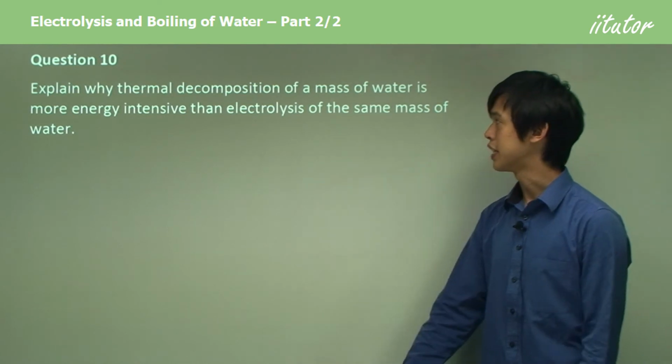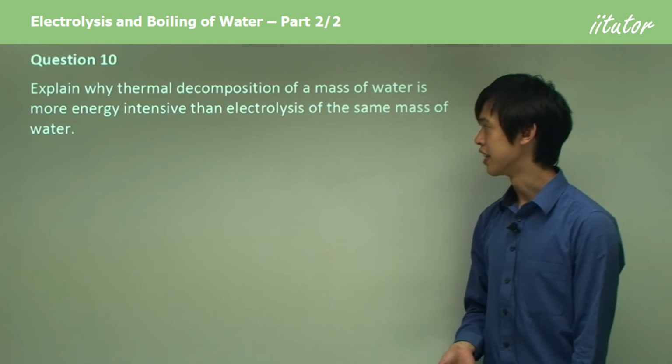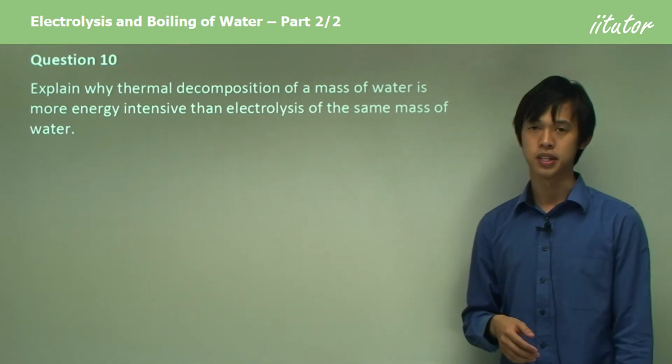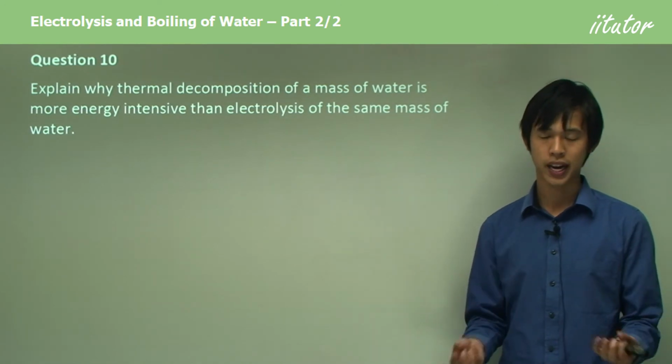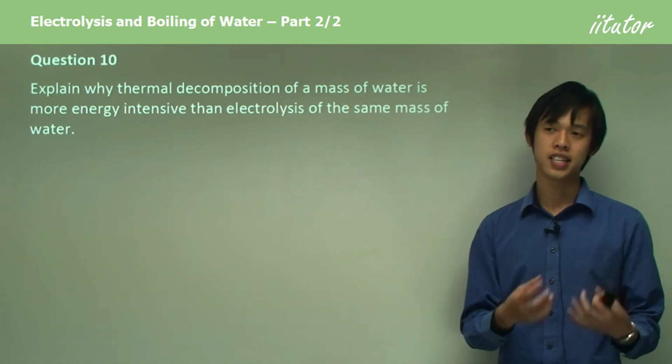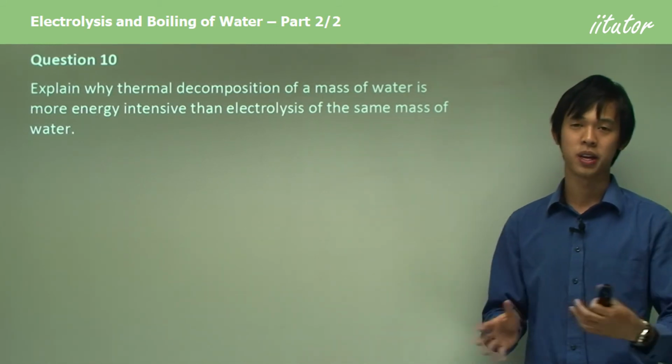explain why thermal decomposition of a mass of water is more energy intensive than electrolysis of the same mass of water. So if I was to turn, say, 100 grams of water into hydrogen and oxygen by electrolysis, that would take me a lot less energy than if I was to do it by heat. If I was just to heat it up and hope that it works.